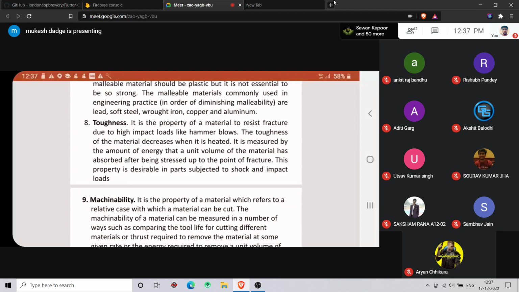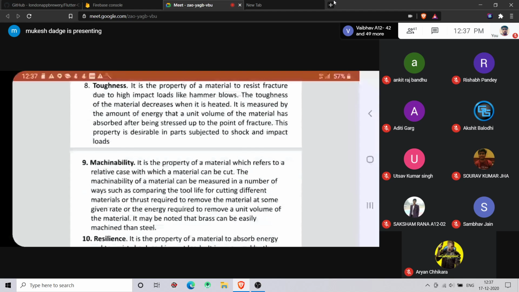This property is desirable in parts subjected to shock and impact load. So जहाँ पे shocks आते हैं, impact load आता है, the desired property is toughness. जैसे गियर के टूथ पे आता है, गियर चेंज करते समय impact load आ जाता है, instantly speed is changing and instantly you are applying the external impact load on the gear tooth. Right? तो shaft है, आपका gear tooth है, right? Crank shafts हैं, right? Connecting rod है, right? These are all parts that require the property of toughness.